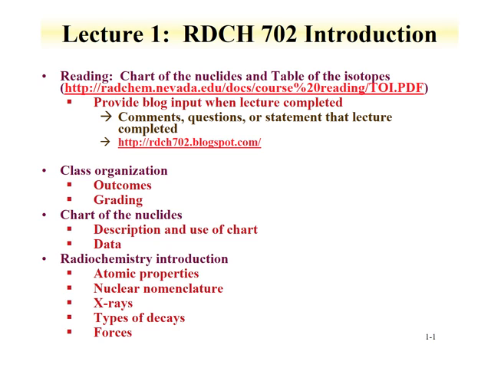Okay, what we'd like to talk about today is listed here: the organization of the class, the outcomes, what we expect you to get out of the course, and the grades, description of the chart of the nuclides and the table of the isotopes, and then an introduction to radiochemistry.